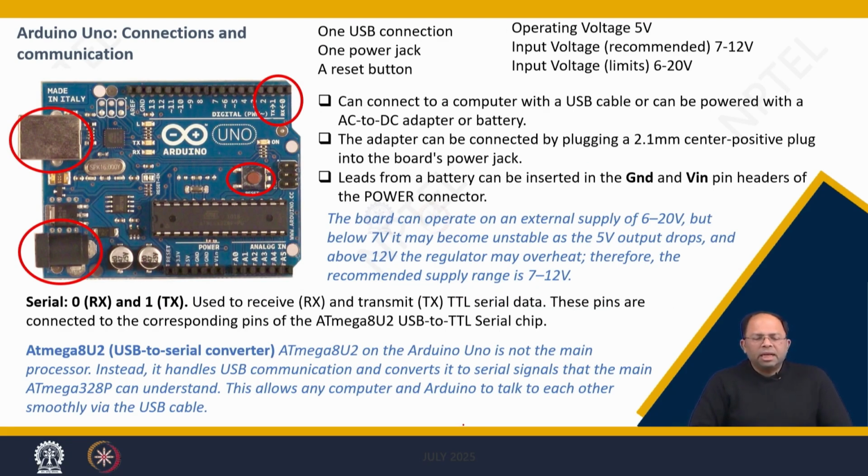Now we will talk about other connections. So we have one USB connection over here, one power jack over here, a reset button over here. The operating voltage is 5 volts. Input voltage is 7 to 12 volts, which is recommended. It can take more or less, but this is recommended. Input voltage can also be something around 6 to 20 volts. That's the limit. We shouldn't go beyond that. So we can also connect a battery as well.